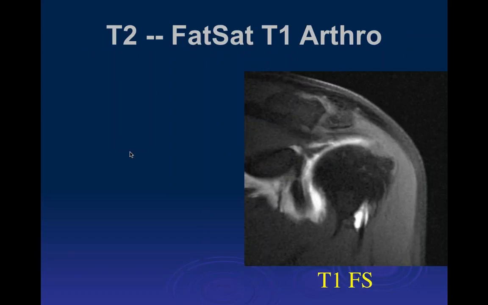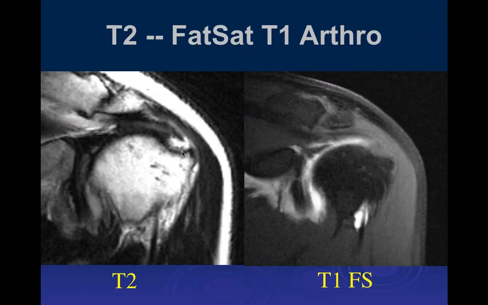Okay. And here's a T1 FatSat where we can see the contrast into the joint space, maybe a little irregularity of the superior labrum. But here's the T2 weighted image, and here we can see a substantial insertional tear, or bursal side tear, of the supraspinatus tendon, which in this case does not communicate with the joint space, so it's a very high-grade partial tear that you're not going to see on the T1 FatSat.